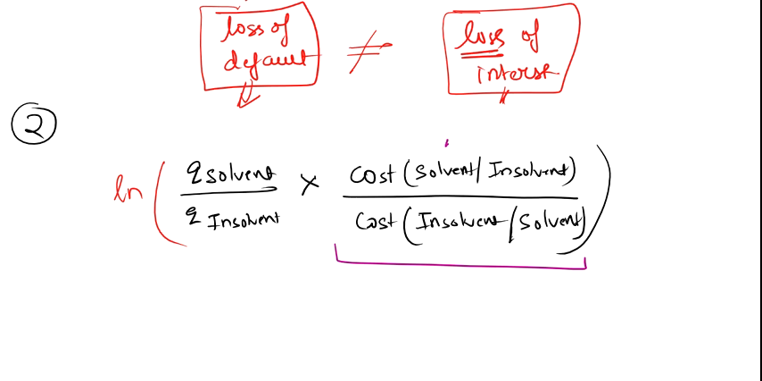In the first case, we are losing our solvent party, so we are losing the interest income and getting the insolvent. So what is our cost? It is solvent by insolvent. But in the case of the second part, we are getting the insolvent and leaving the solvent part. So what is our cost? Our cost is insolvent by solvent, and that we need to include in our calculation.